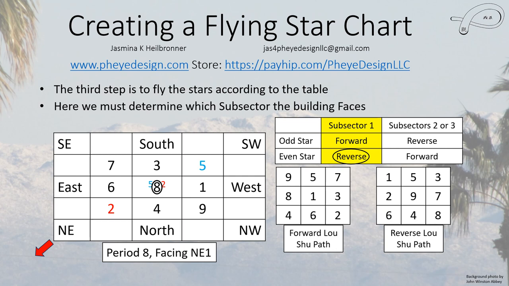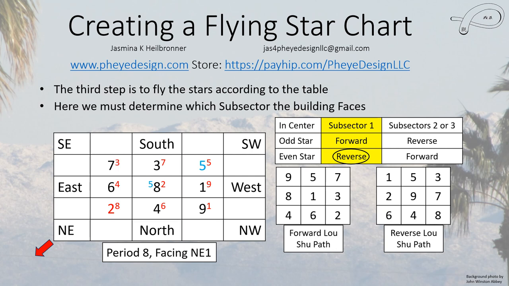So here, let's start flying. So we have 8, which is an even star. We're looking at northeast 1, so we have to fly in reverse. So we start with 2, and then this will be 1, then 9, 8, and so forth. So let's fly it. So it's 1, 9, 8, 7, 6, 5, 4, 3, and then you're back to 2.